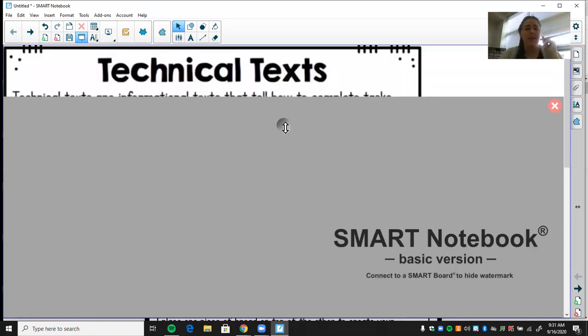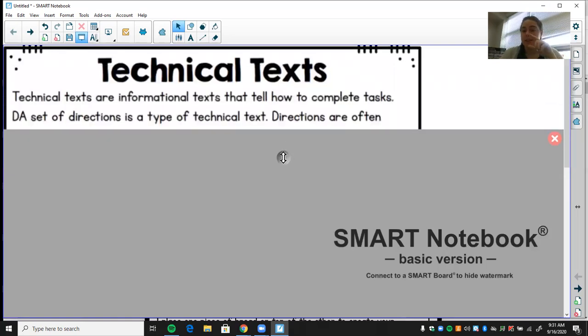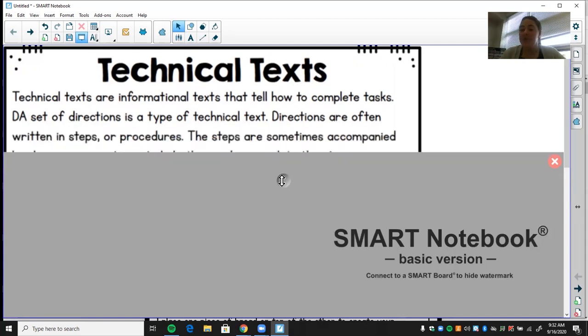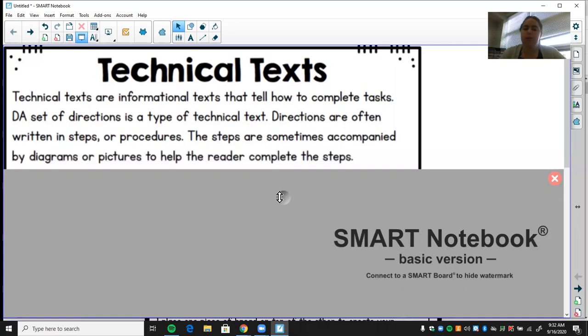Technical text. So technical texts are informational texts, we knew that already, that tell how to complete tasks. So it'll give us a set of directions, and a set of directions is a type of technical text. Directions are often written in steps or procedures. The steps are sometimes accompanied by diagrams or pictures to help the reader complete the steps. So sometimes with technical text, you'll see a picture of something, or like in recipes, it might give you a picture of each step, so you can make sure you're doing it right.